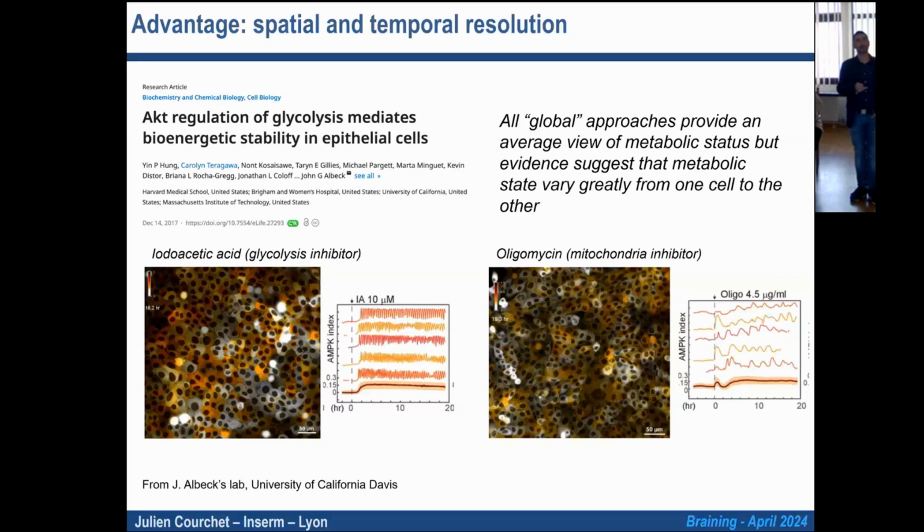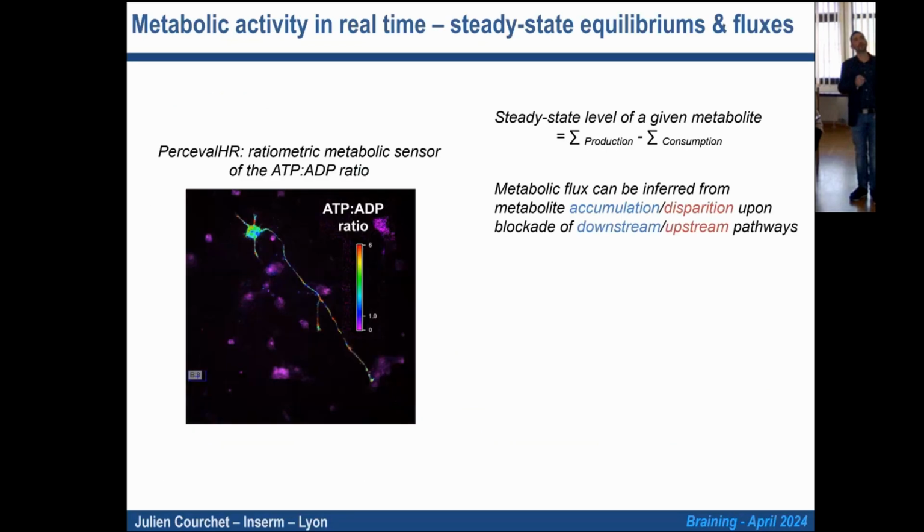And then the same, if you do averaging, you see an increase. So if you do the average, you would have the feeling that both conditions, both drugs, induce the same response. Whereas at the single cell level, this is radically different. So this is one of the very powerful advantages of using biosensors. It's that you can address what is happening one cell at a time, and even at a subcellular resolution. You can see one synapse at a time, even.